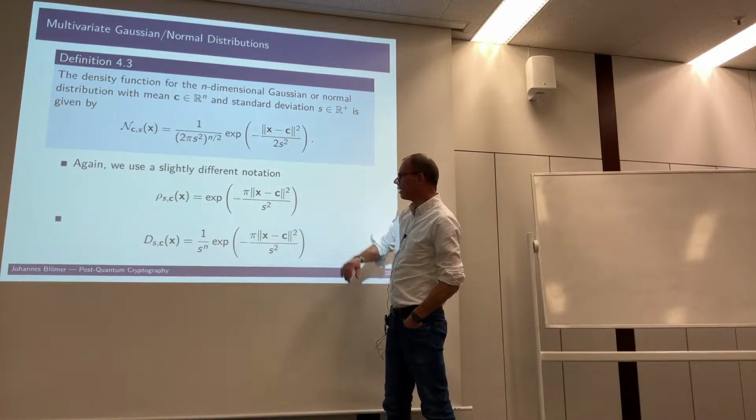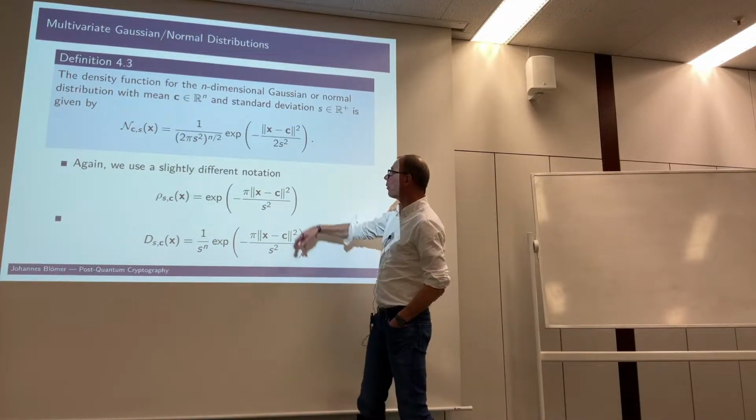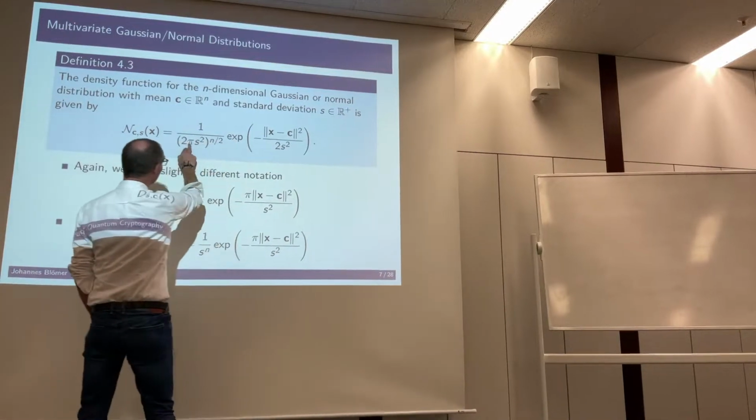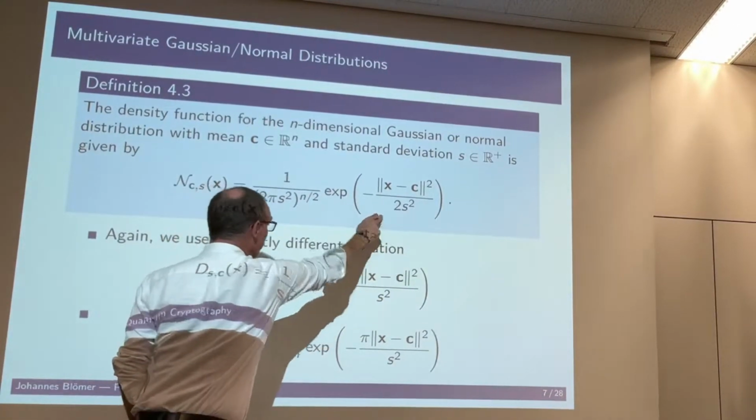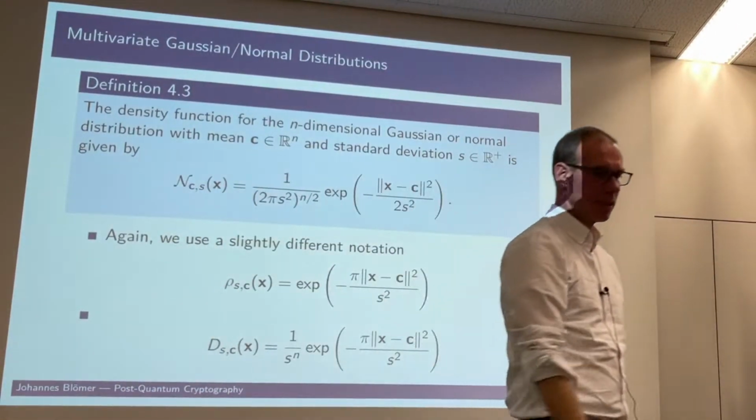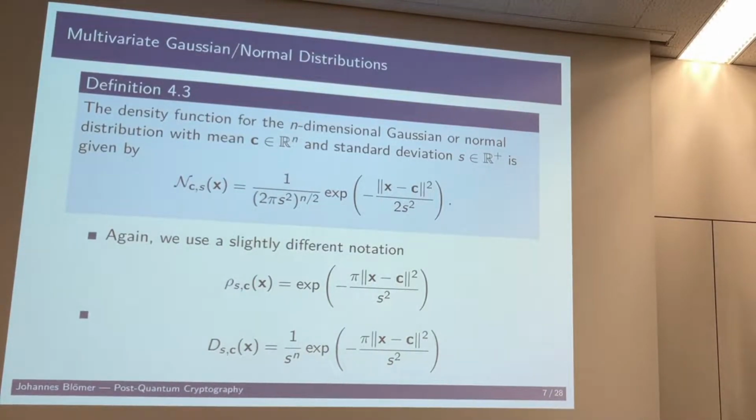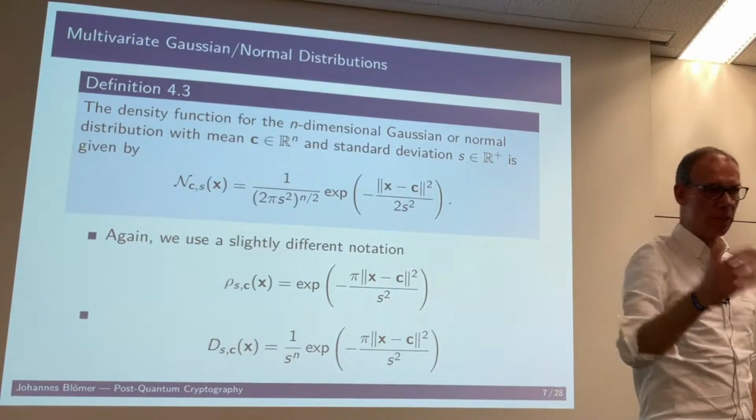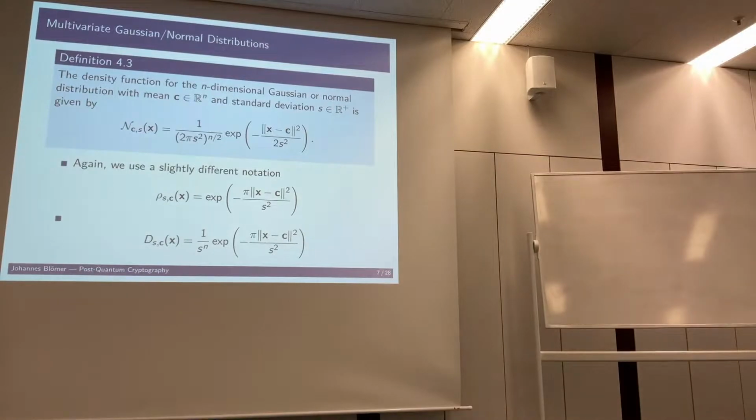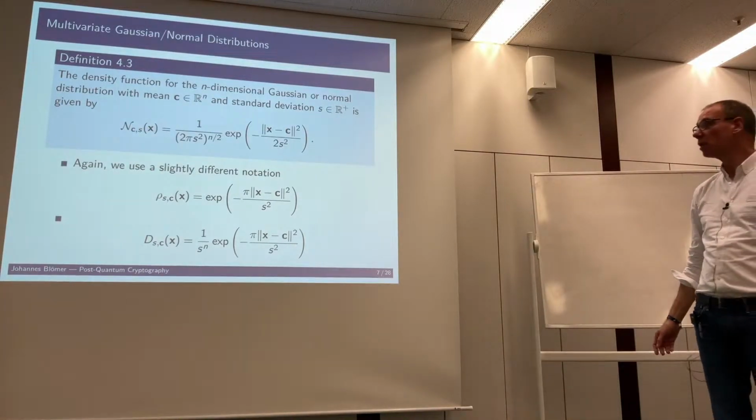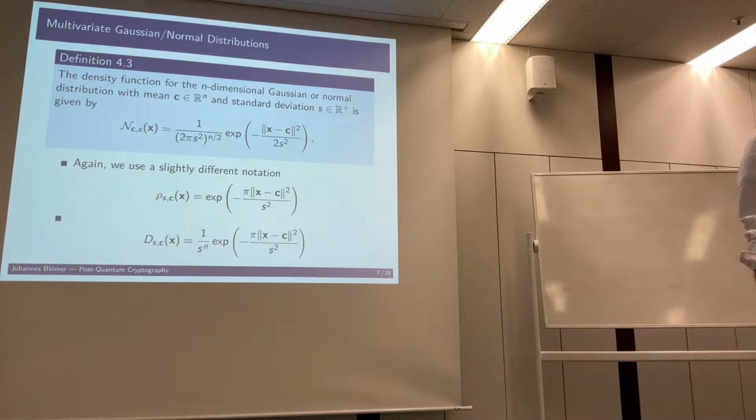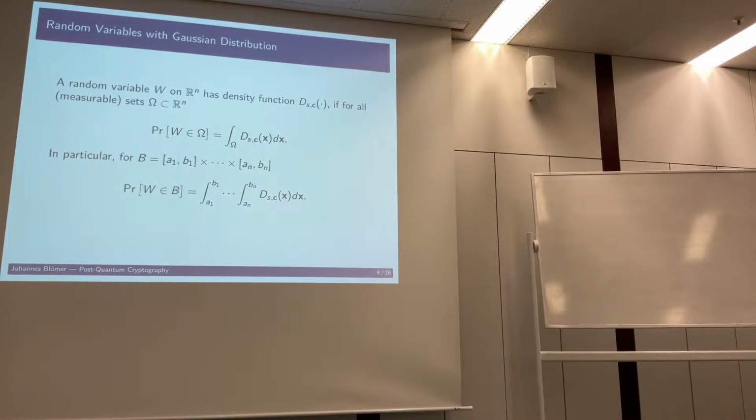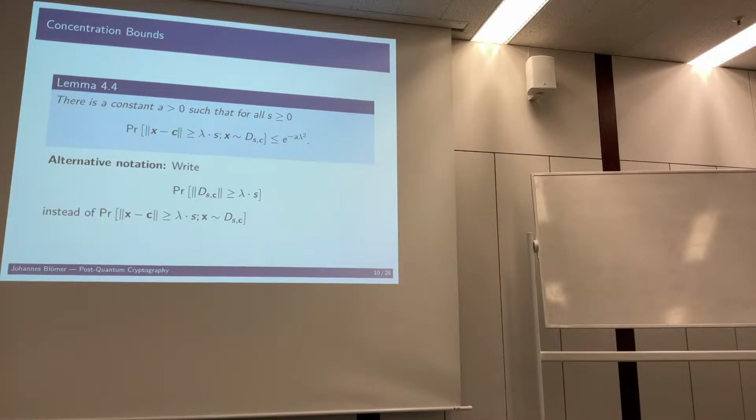And in lattice-based crypto, we modify this slightly. We use this rho_{s,c}, where we put this pi in front. Basically, it's this pi here that goes here, and the 2 from here disappears. Then this is no longer a density function, but if we normalize it by 1 over s to the n, where s is the standard deviation, or people usually call it the parameter or width of the distribution, then we get this D_{s,c}. And this is the picture for it. And then we had all kinds of nice little things for it.